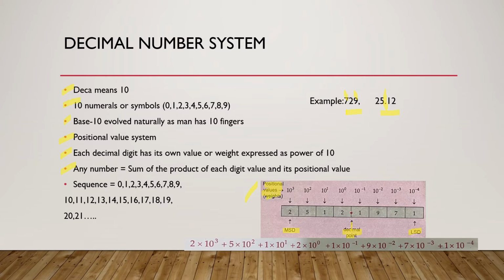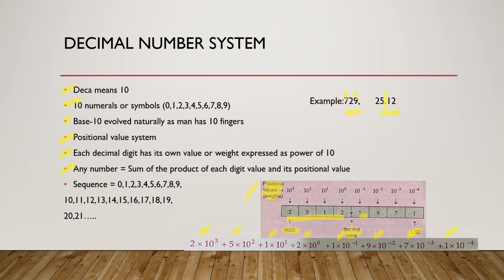That is best demonstrated with this example. We can see that it is 2 into 10 to the power 3 plus 5 into 10 to the power 2 plus 1 into 10 to the power 1 plus 2 into 10 to the power 0, which comes down to 2512. And what comes after the decimal point is the negative powers of 10, and it can be represented as 1 into 10 to the power minus 1 plus 9 into 10 to the power minus 2 plus 7 into 10 to the power minus 3 plus 1 into 10 to the power minus 4.